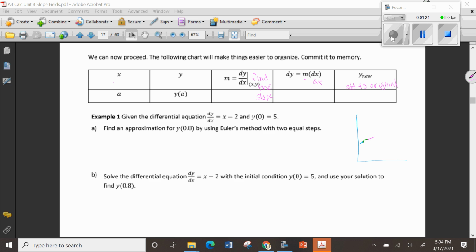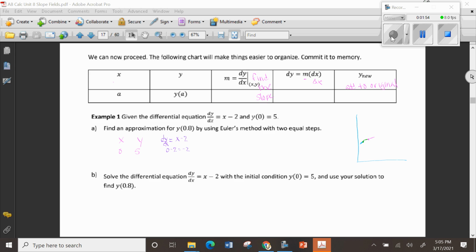All right, so what this looks like is we're going to make ourselves a table. I'm going to start with an X and a Y. They tell me to start at 0, 5. And they give me a slope equation. So dy/dx is equal to, in this case, x minus 2. I am starting here with a 0, so 0 minus 2 is negative 2.